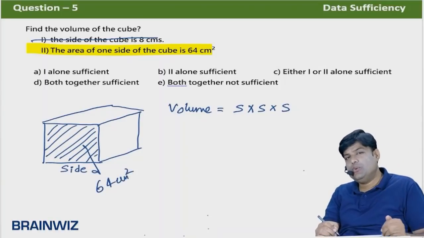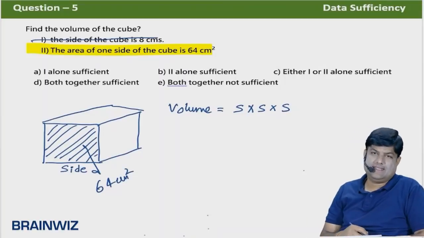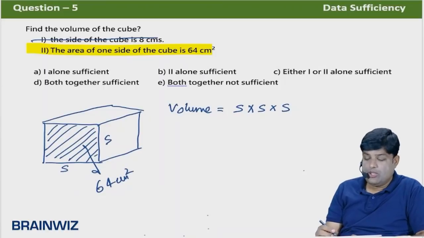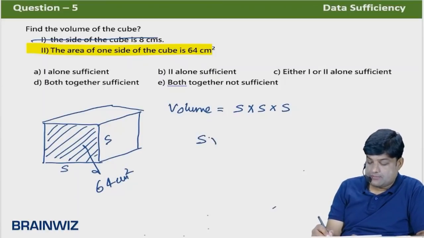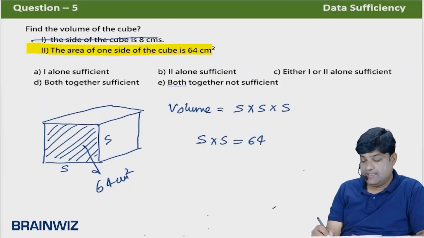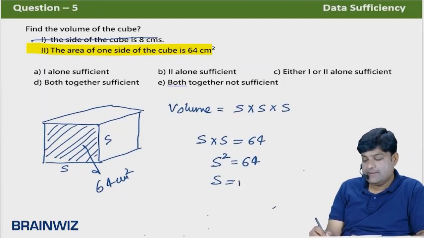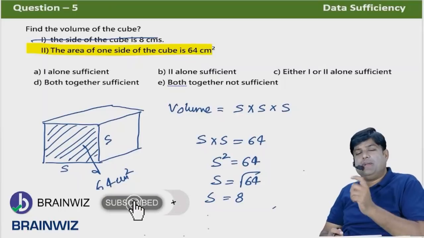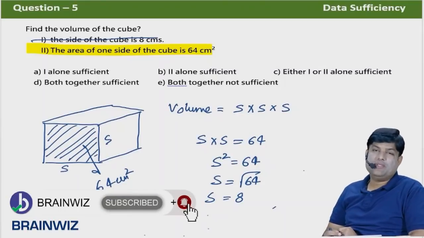But as I told you, a cube has all equal sides. So we can say that if this is S, this is also S. So he told you side into side is 64. So you can understand that S square is equal to 64. We can understand S value is 8. Hope you have understood now. With statement 2, you can derive the S value. S value is 8 right now.